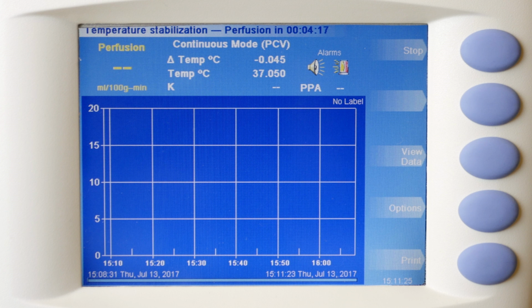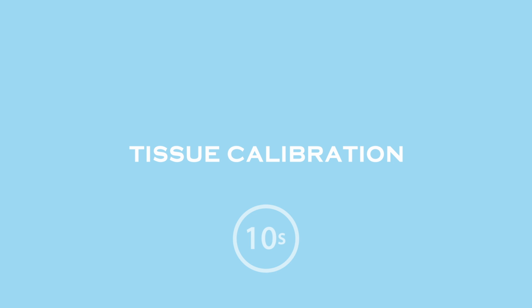When the system has determined that the temperature stabilization criteria have been met, the BPM automatically advances to the tissue calibration phase. The tissue calibration phase lasts 10 seconds and is used to assess the K and PPA values.